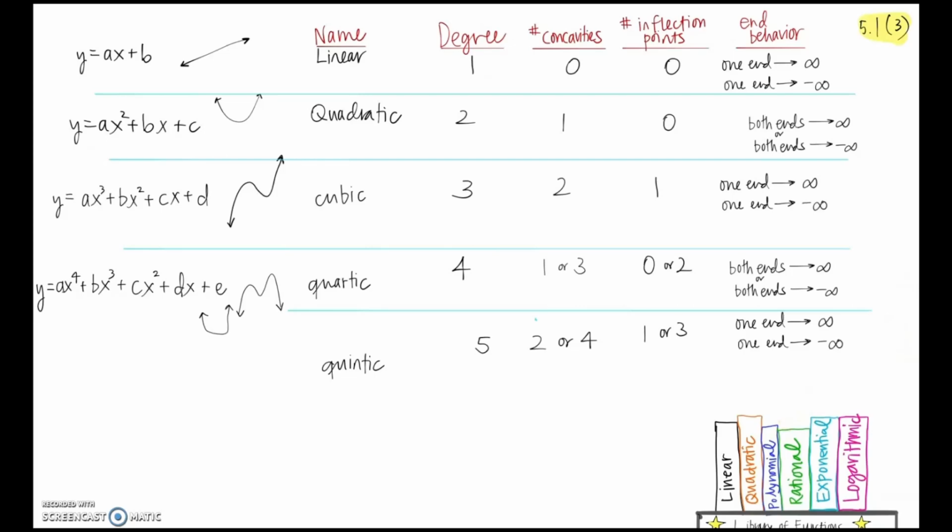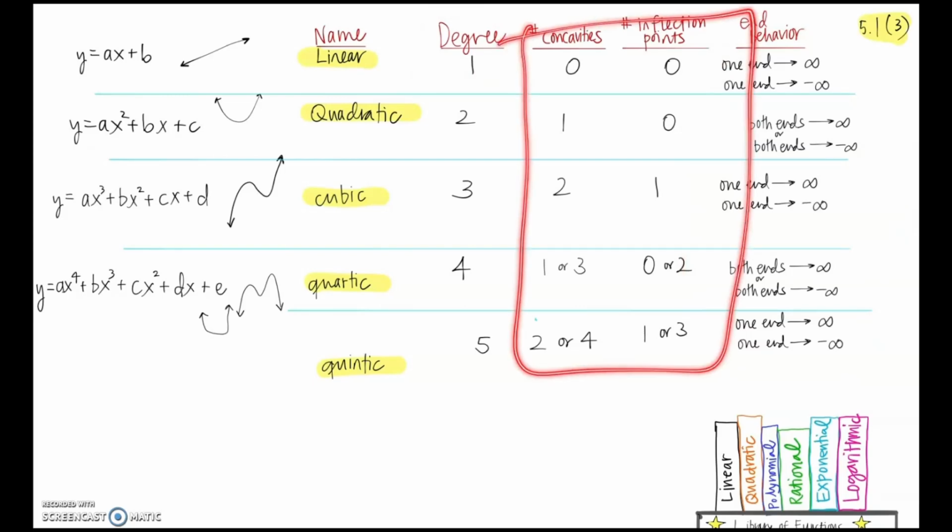So this is a good chart of all these higher order polynomials. The ones that we've seen are linear, quadratic, and then today we talked about cubic, quartic, and quintic, and just kind of how they compare and how they look and their end behavior. And we talked about what the term degree means, and importantly, their concavities and inflection points.